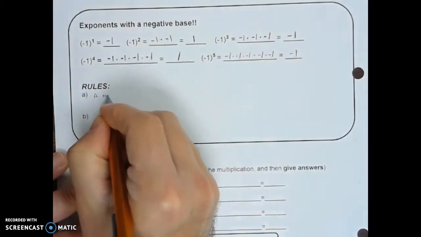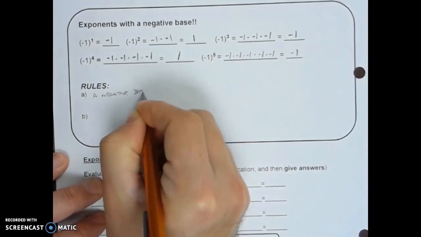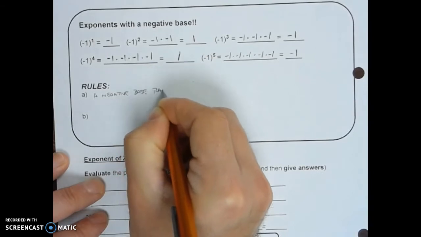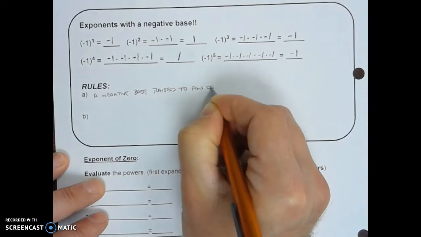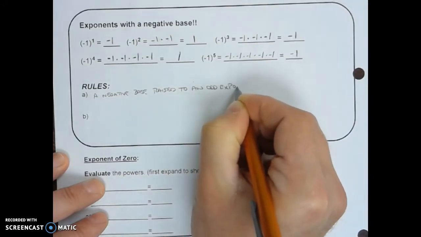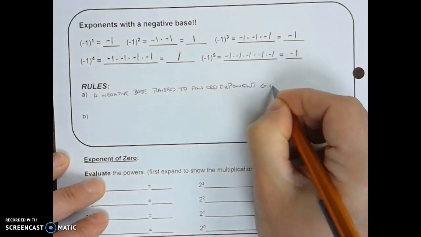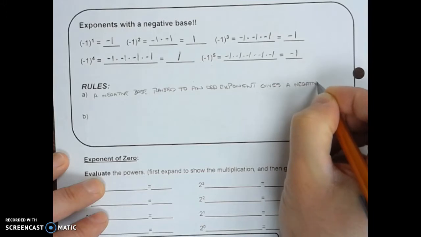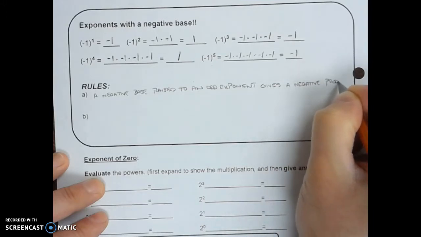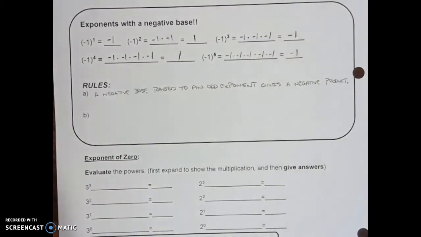A negative base, this is our first rule, a negative base raised to an odd exponent gives a negative product. Okay, if you have a negative base and an odd exponent, then you know the answer will be a negative number.